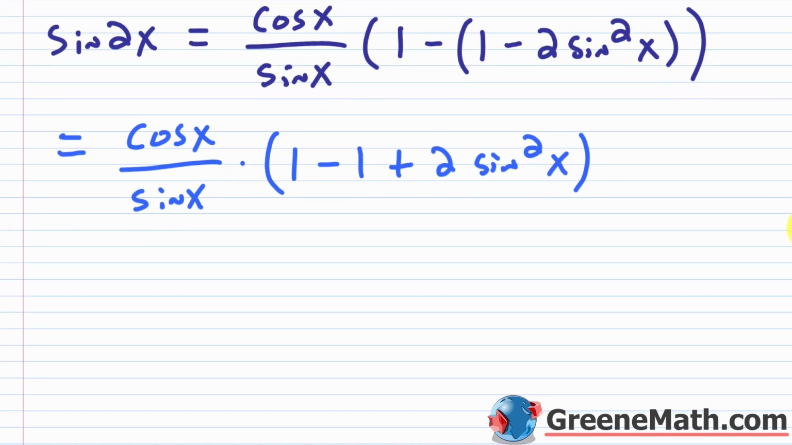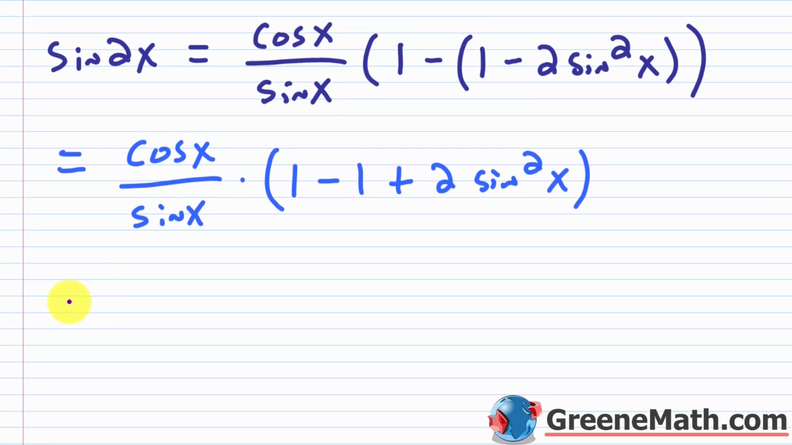So let's scroll down a little bit more, get some room. I'm going to say is equal to cosine of x over sine of x times 1 minus 1 is 0, right?